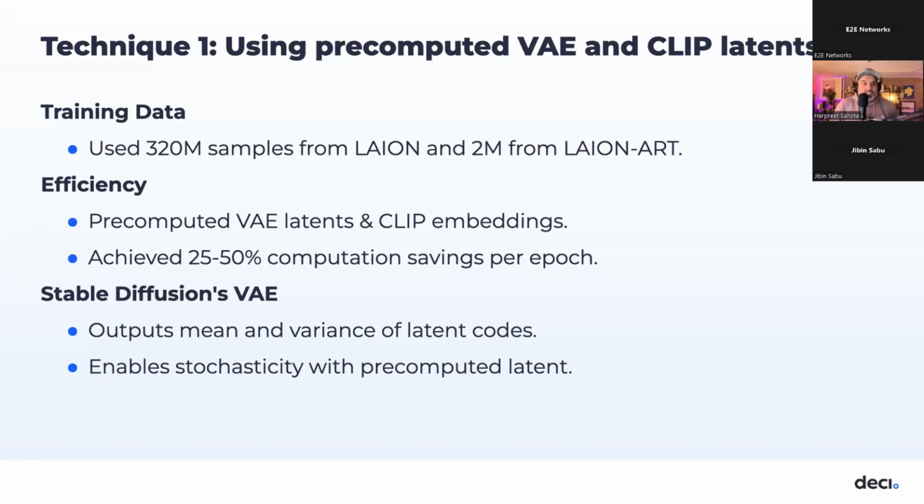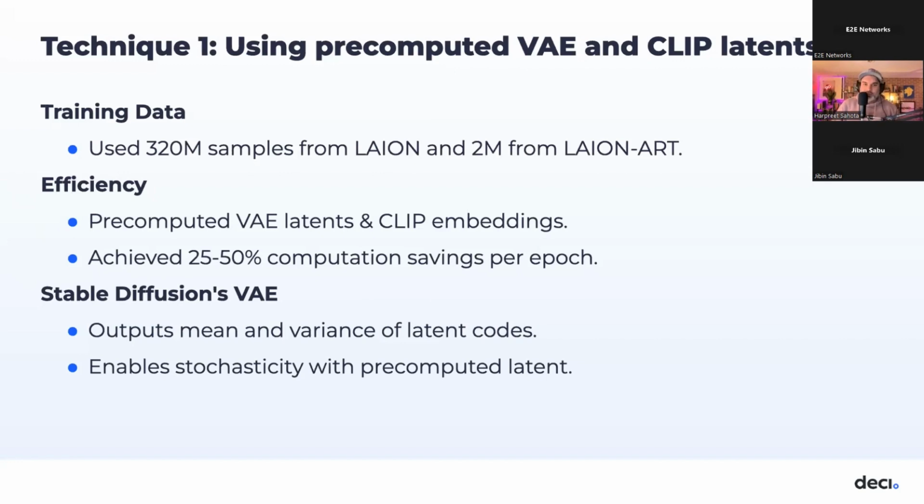So from Stable Diffusion's VAE, the variational autoencoder, we're able to get some summary statistics about the data, right? So we get the mean and standard deviation, the average values and the spread of the data. We store these values and use them during training. And so we're able to add some randomness to the process, even when using data that we've prepared in advance.